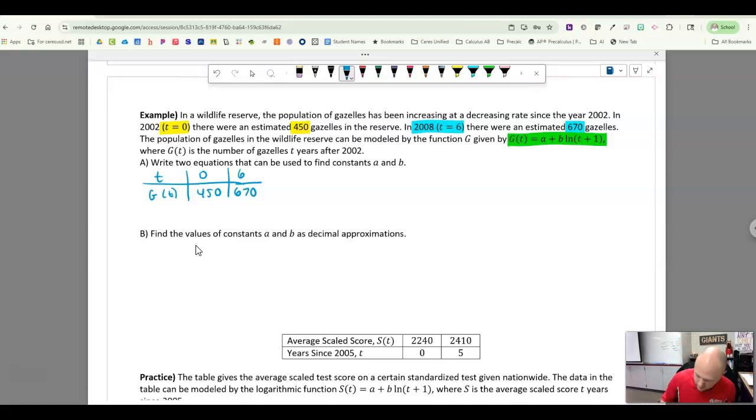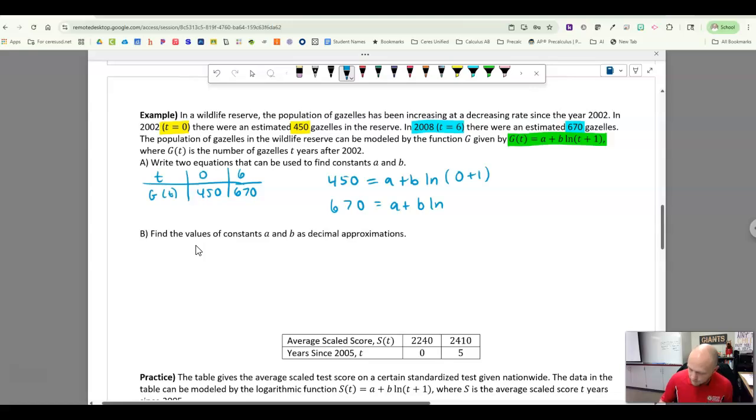So my first equation is going to be 450 gazelles is equal to a plus b times the natural log of t plus 1, so 0 plus 1. So there's my first equation, and then my second equation, 670 equals a plus b times the natural log of my t value, which is 6 plus 1. So that's all you need for that first point, and this is, again, FRQ number 2. B, they want you to go ahead and solve.